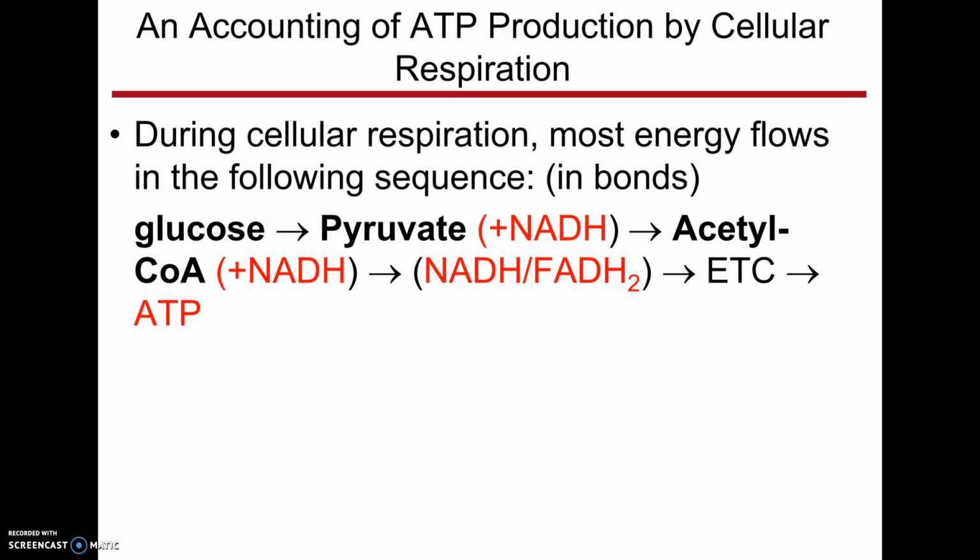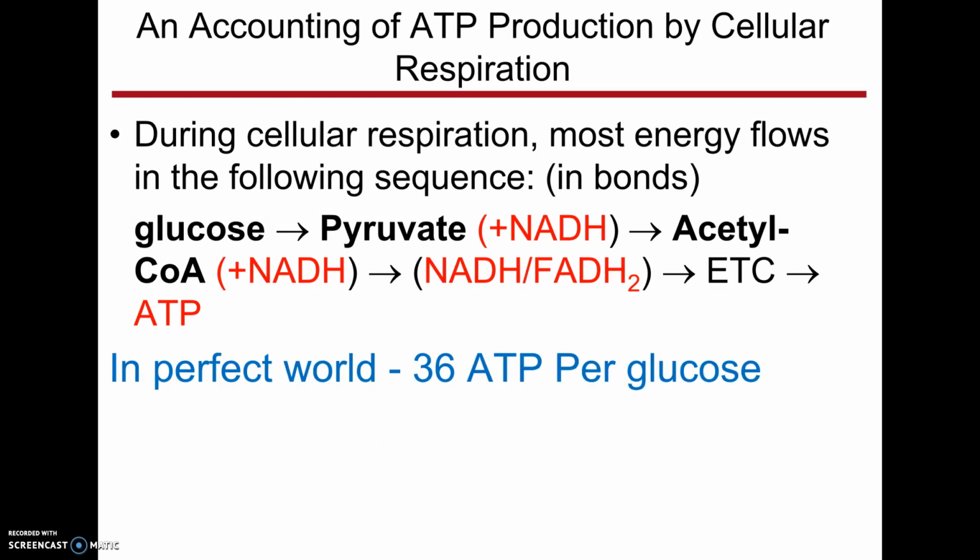And the last slide here is just, in a perfect world, there would be 36, or, again, some books will say 38. It has to do with these NADHs that were made in glycolysis. Technically, NADH that's made in the cytoplasm can't pass directly into the mitochondria. So what actually happens in most organisms is that these NADHs pass their electrons to FAD, and since FAD only makes 2 ATP each, you end up making a little bit less.